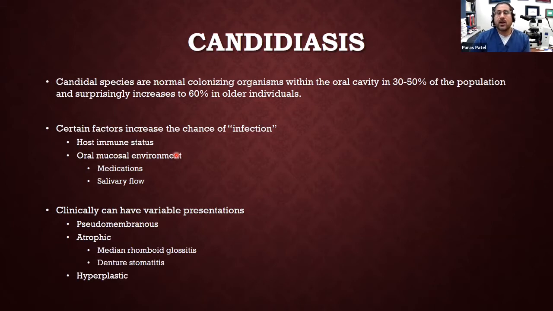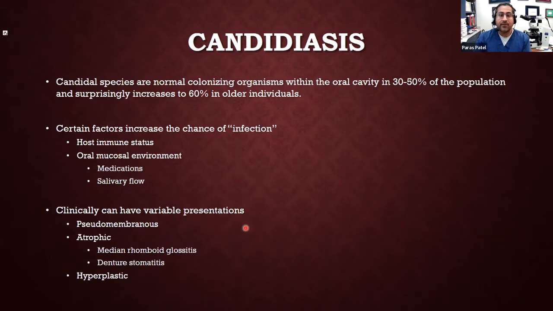The oral mucosal environment is another one. Medications, salivary flow, things that alter salivary flow, radiation therapy, things like that. Xerostomia as a result of medications. A lot of different things can alter the oral mucosa that can result in overgrowth. Clinically, it can have variable appearances. Pseudomembranous candidiasis is the classic white lesion you wipe away and it leaves that red raw surface underneath it.